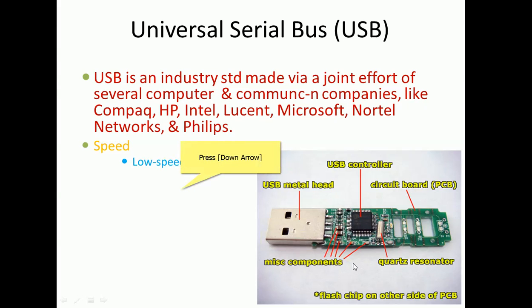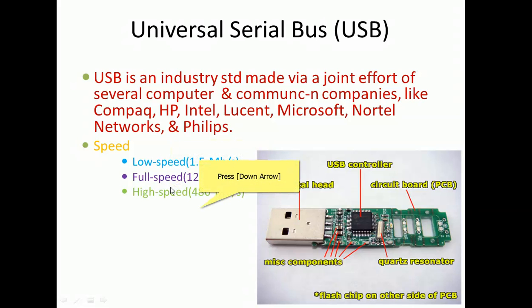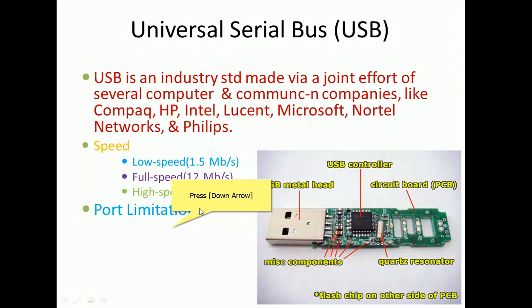There are different speeds of USB. Low speed is 1.5 Mbps for transfer of data from the USB to the memory or processor. Full speed is 12 Mbps and high speed is 480 Mbps. There is also a port limitation. Device characteristics are also considered, such as plug and play, of course.